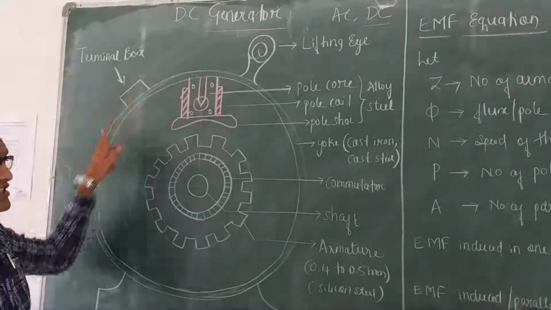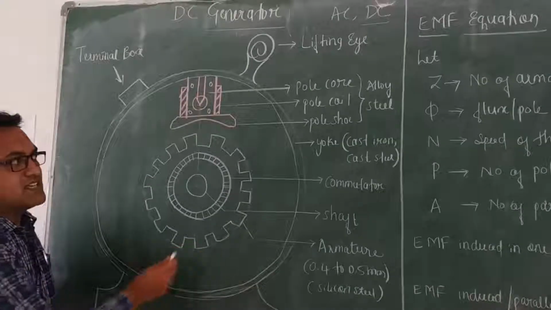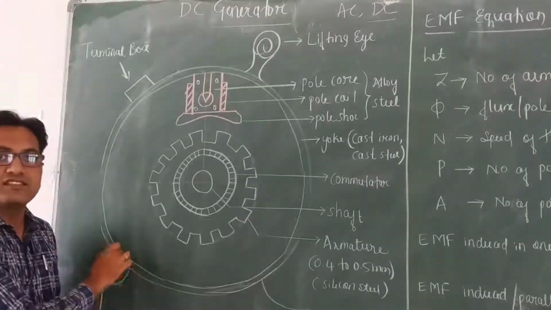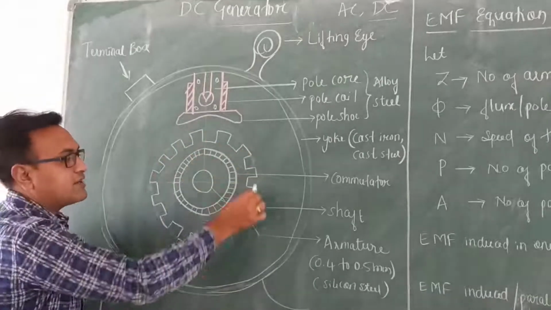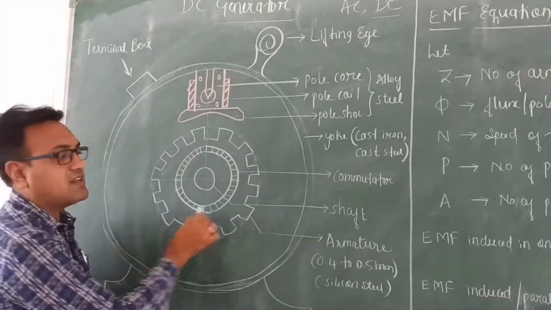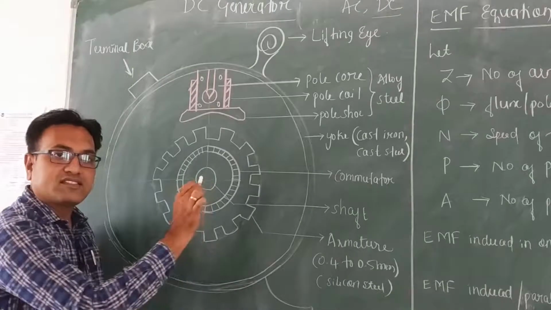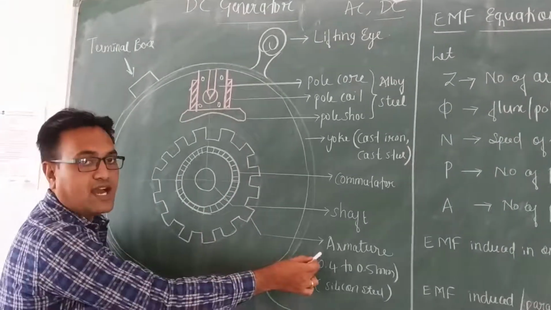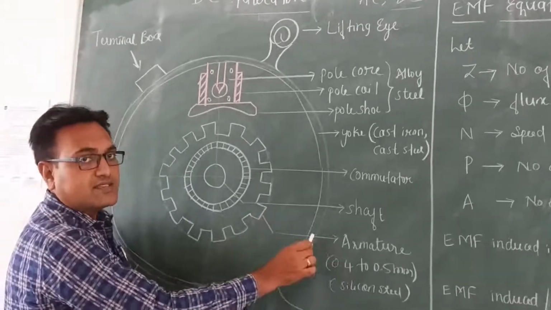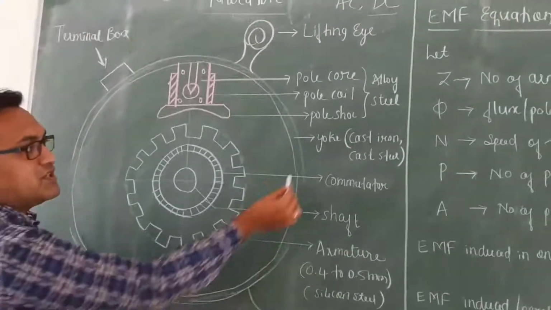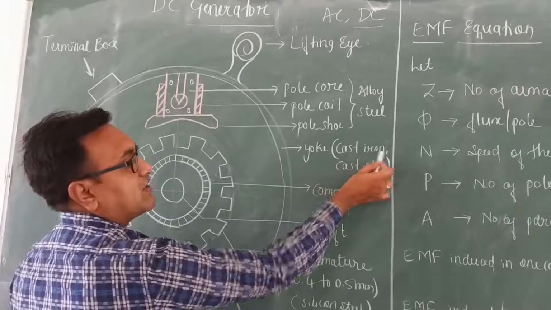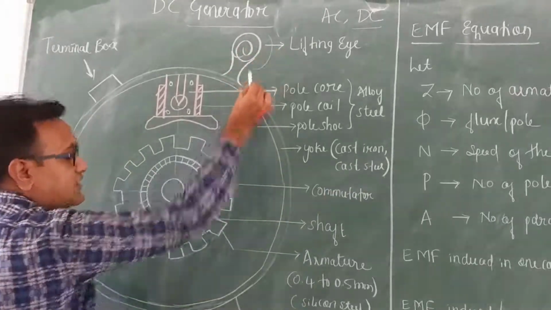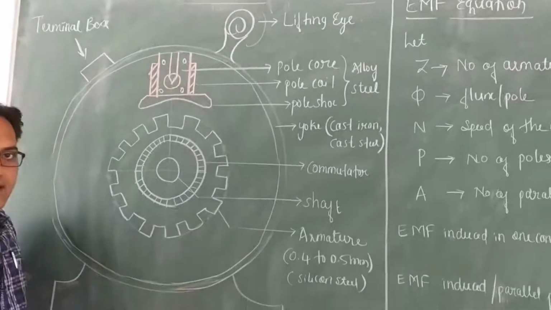Now this is the construction part. The outer part is called the yoke, which is stationary, so this is not a rotating part. The inner part is the rotating part, which we also call the armature. In the previous construction we used the word rotor, but here we are using the word armature. Armature and rotor are the same. The outer cover is the yoke, which is made up of cast iron or cast steel, and for the yoke itself, the lifting eye at the base plate will be attached.